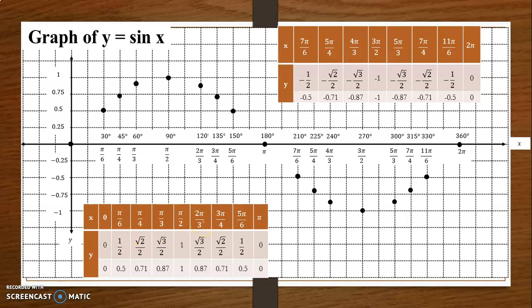So after we have plotted the points, the last step is we are going to connect them with a smooth curve. So this is now our graph of y is equal to sine x. Observe what happened. The graph of y equals sine x looks like a wave. And actually this forms one cycle. So this is one cycle already.